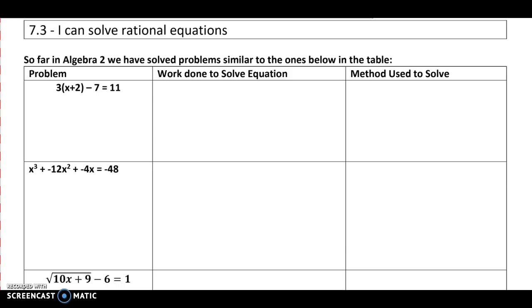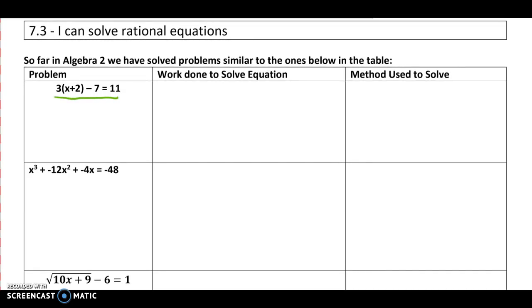So far in Algebra 2, we've solved problems similar to the ones below in our table. Looking at the first equation, with the 3 and the x plus 2 minus 7, compared to the problem below, the problem above has one type of x and the problem below has more than one type of x. If there's just one type of x, our goal is to get that x by itself. That's where we're going to start.